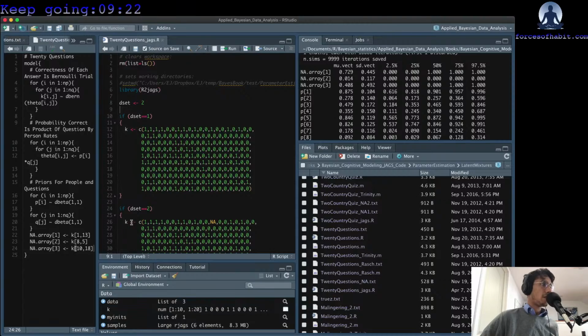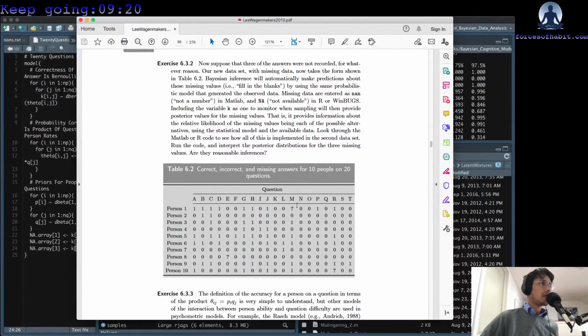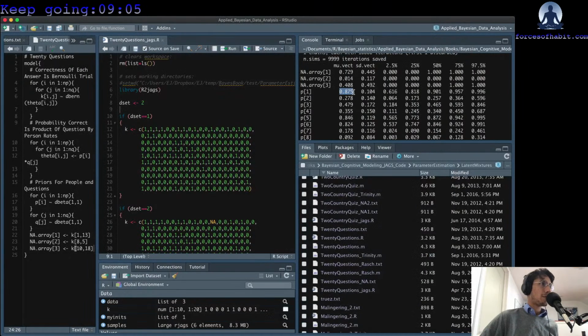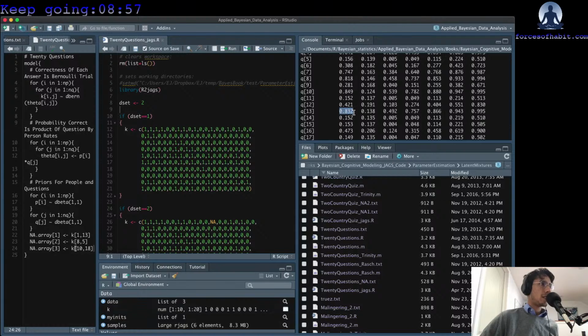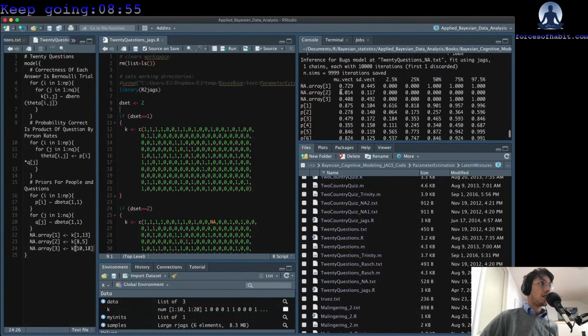For NA1, 1, 13, say it's missing. This person, beforehand I identified him as a rock star, right? So this is really going to come down to how difficult was this question. We know this person was attentive. This person was attentive here. The question 13 is an easy question. So given that the person's fairly attentive and the question was easy, we're predicting that they got it right.